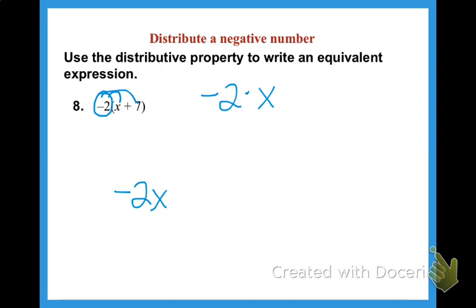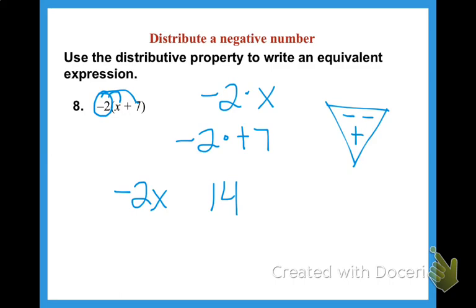And then for the second piece, I'm doing negative 2 times a positive 7. Well, I know 2 times 7 is 14. When I look at the signs of that, I know it's a multiplication problem, so if I need to draw Mr. Multiple Vision, I can. A negative times a positive leaves me with a negative answer. So negative 2x minus 14, or negative 2x plus negative 14.